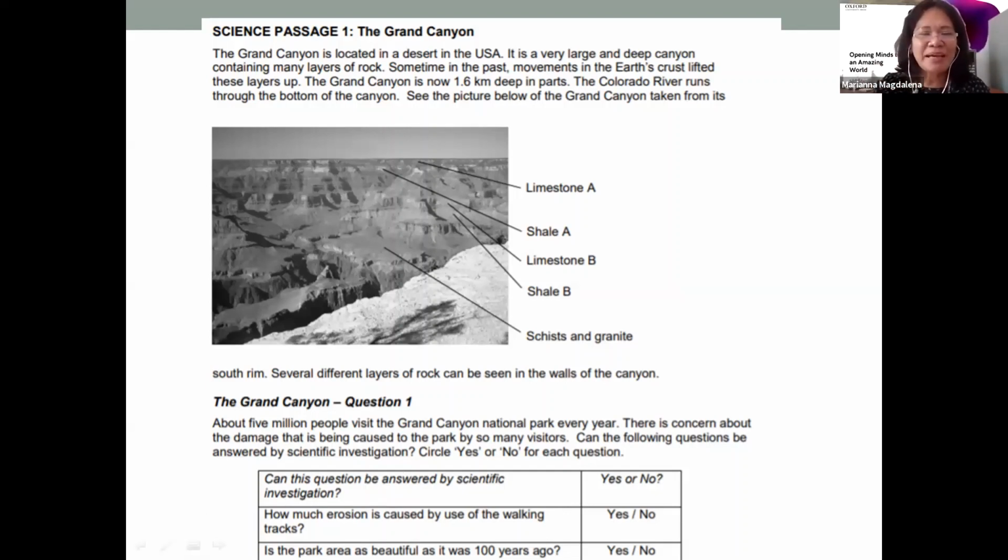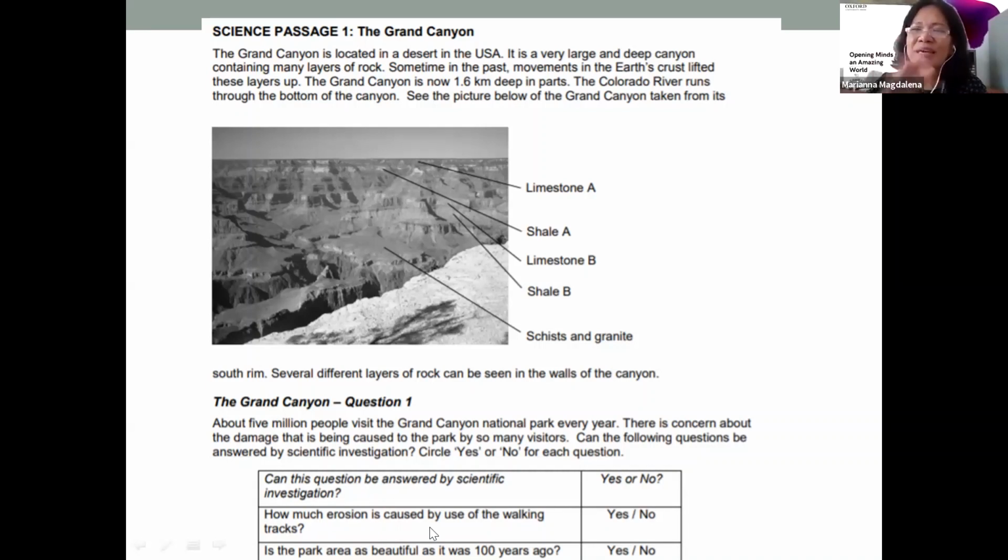Let's say this one: is the park area as beautiful as it was 100 years ago? Can you test the beauty? I think you cannot test the beauty. But this thing you can test: how much erosion is caused by use of the walking tracks.